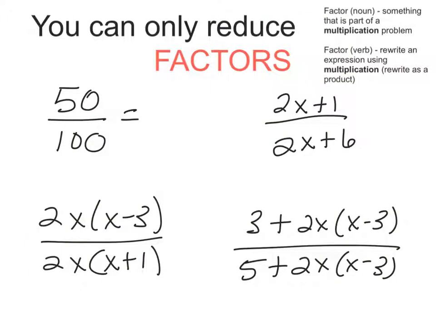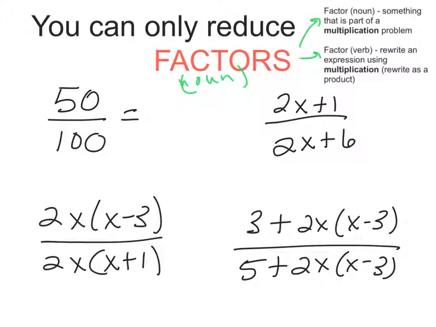What are we looking at here? You can only reduce factors. Now that's important to remember, because factor is used in two different ways. As a noun, which I'm using here, a factor is something that's part of a multiplication problem. So if I look at this first example here, there are no multiplication problems, so I can't reduce anything. So what I need to do is to get factors, I need to factor. As a verb, factor means rewrite something using multiplication.